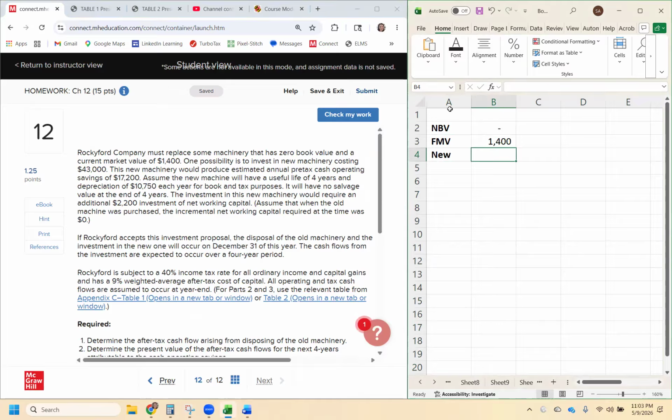The new machinery will cost $43,000. Produce an estimated annual pre-tax operating savings of $17,200 every year. Assume the new machine will have a useful life of 4 years and depreciation of $10,700 each year for book purposes. It will have no salvage value at the end of 4 years.